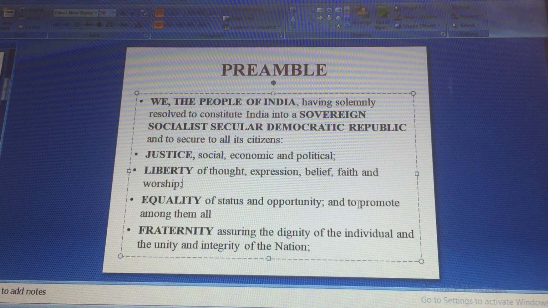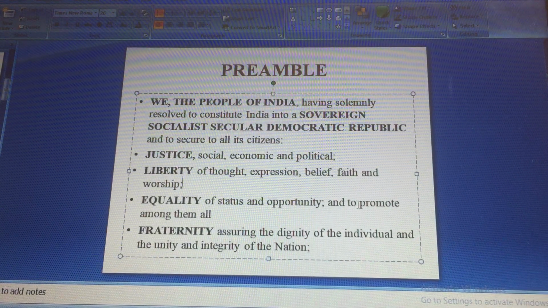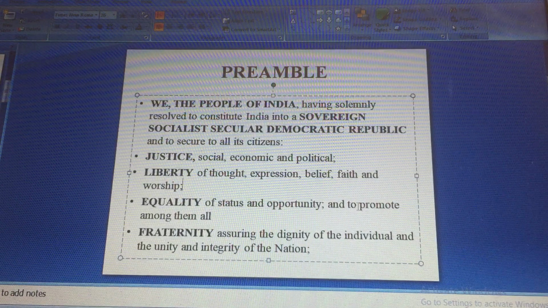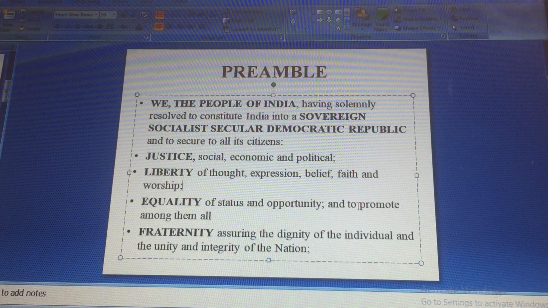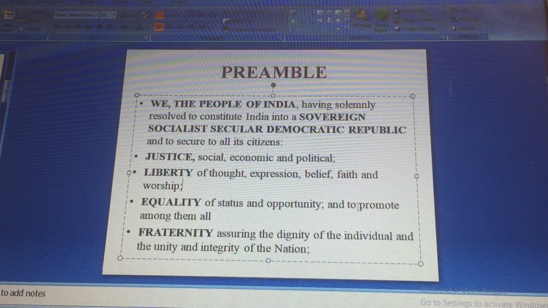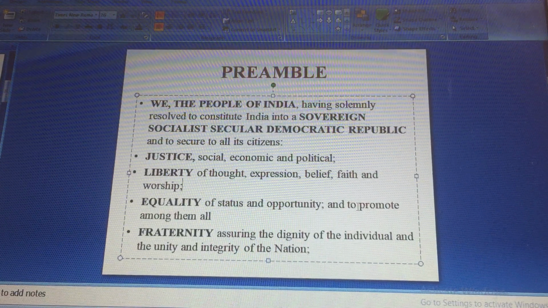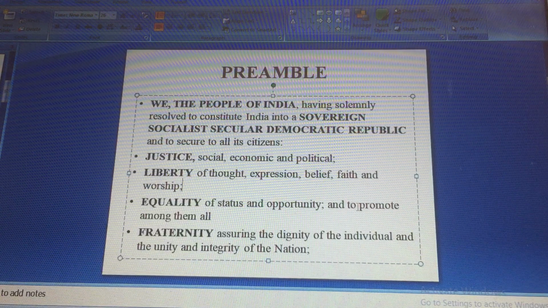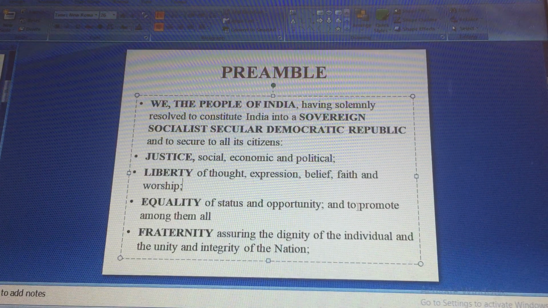So this is our preamble, which gives a brief idea of our constitution. Our constitution is the lengthiest constitution, and there are some interesting and amazing facts attached to it, which we'll discuss in the next part of the lecture.